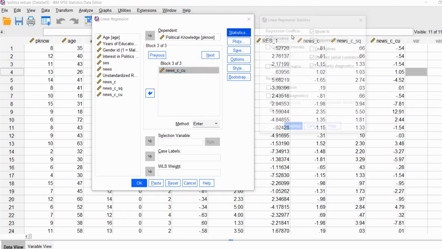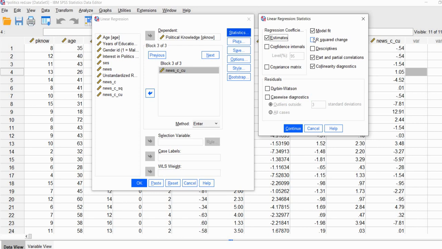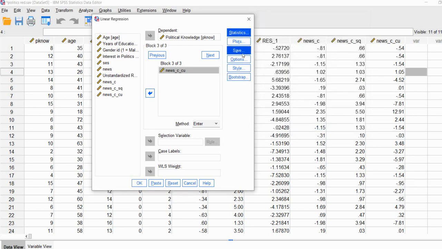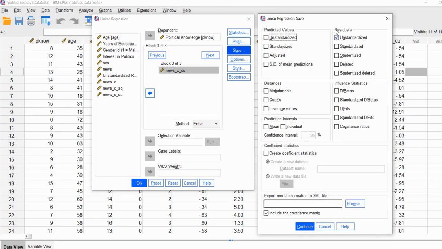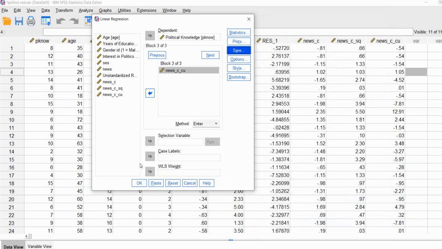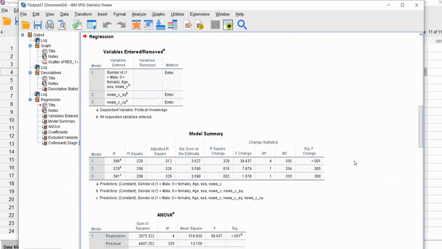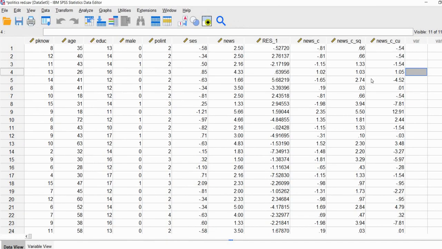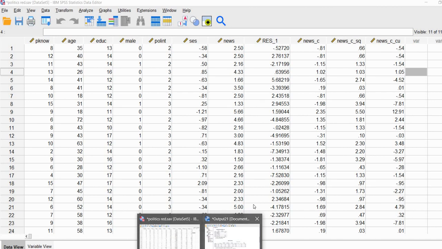Where it says Statistics, we're going to go back under here and click on R squared change and then Continue. I was going to leave this clicked for the unstandardized residuals, but actually I'll unclick this for the time being. We'll click on Continue, and go back and click on OK right here and run our analysis. I did not want to generate the residuals just yet. I'll show you something in a second.